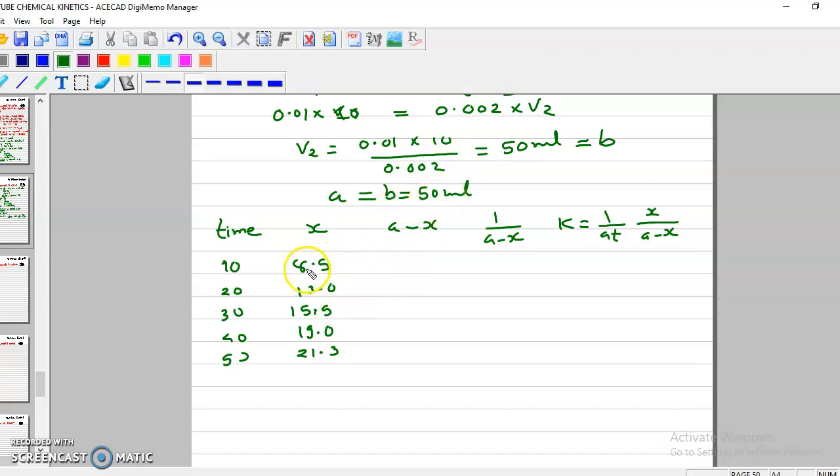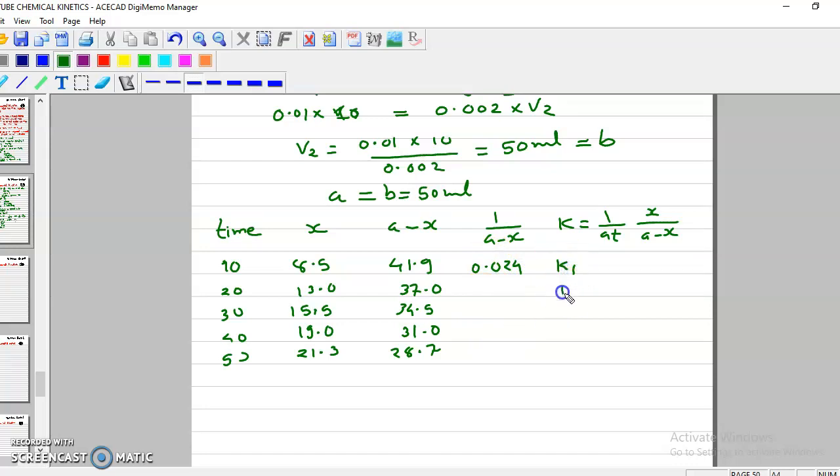Okay, a is equal to 50. So 50 minus 8.5 is 41.5. 50 minus 13 will be 37.0. 50 minus 15.5 will be 34.5. And 50 minus 19 will be 31.0. And 50 minus 21.3 would be 28.7. Okay, and 1 upon a minus x you can find out. Like for this it is 1 upon 41.5, which is equal to 0.024. So you can find out all this, and then k.